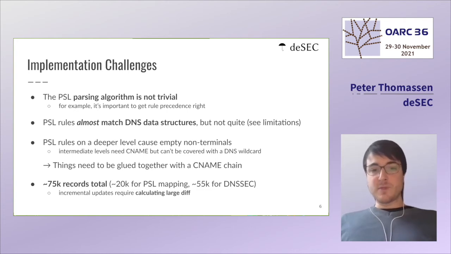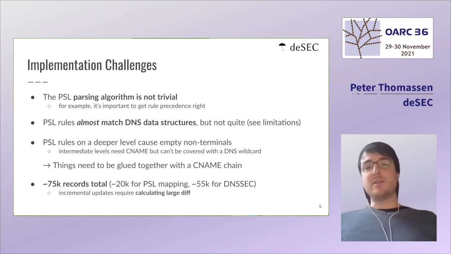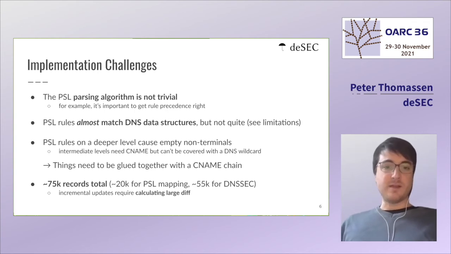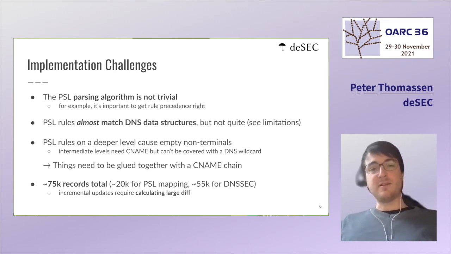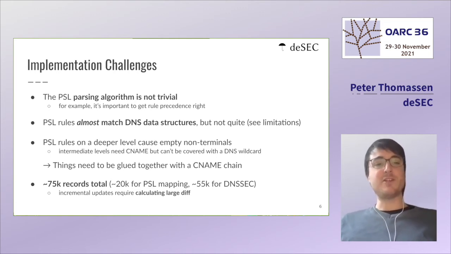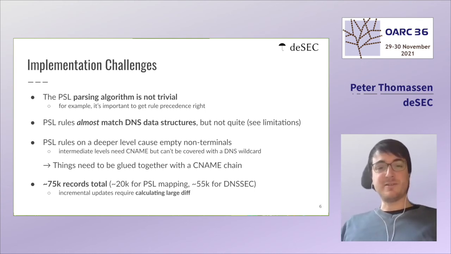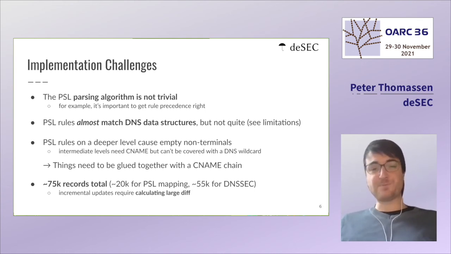Yeah, and so if you look at the 20K records that are necessary for PSL mapping itself, which includes the PTRs and the CNAMEs, then there will be an additional 55K records for signing and NSEC and all that stuff. So there's a pretty large zone that results from this. And if you do an incremental update, you have to calculate a very large diff and all that. So that was a little bit of a challenge too, but it was also quite a nice exercise to work our DNSSEC API on which we host this.